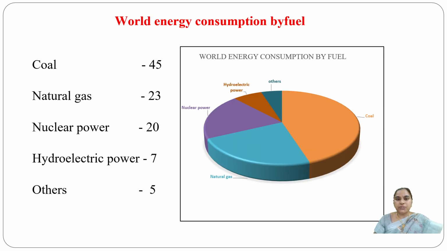This slide shows the global energy consumption by fuel. In this, coal is the highest energy consumption, and natural gas is the second most, at 23% of energy consumption as a fuel. Nuclear power is 20% used as a fuel, hydroelectric power 7%, and others 5%.